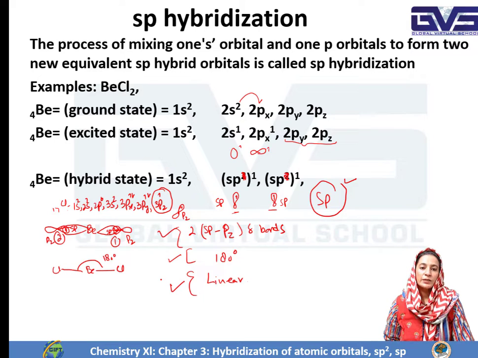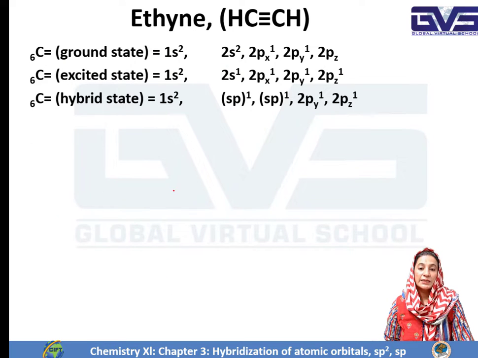sp will also explain the tetravalency in ethyne. In ethyne, students, you know carbon has a triple bond with carbon and each carbon has 1 hydrogen. So there are a total of 3 sigma bonds: one carbon with hydrogen, the other carbon with hydrogen, and one between the carbons, and the others will be pi bonds. A pi bond is formed by parallel overlapping.